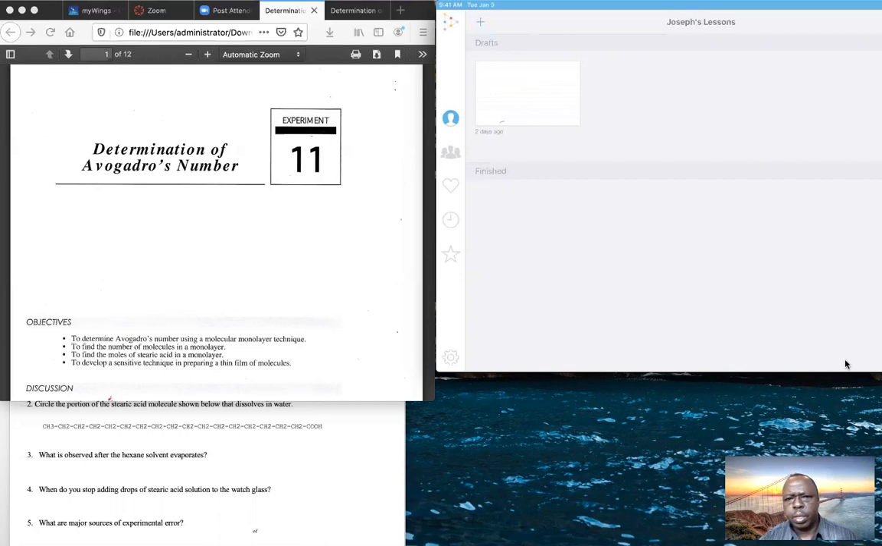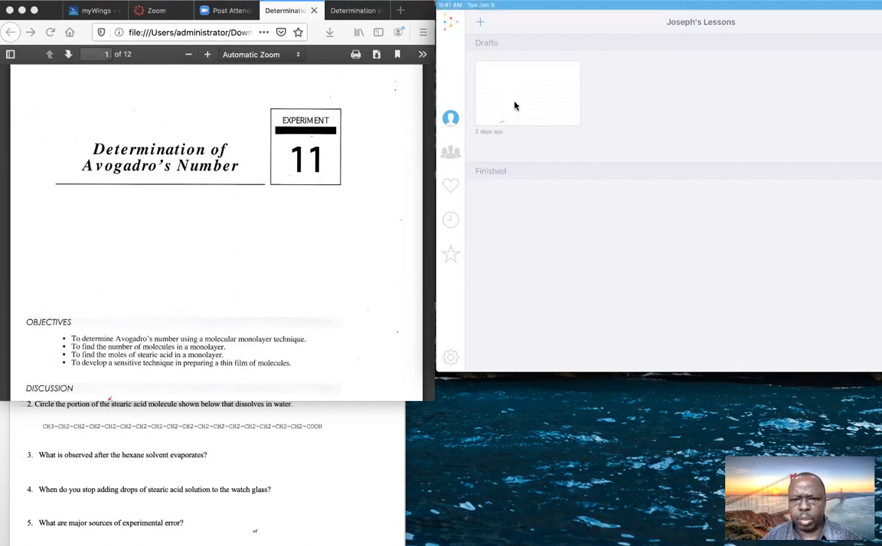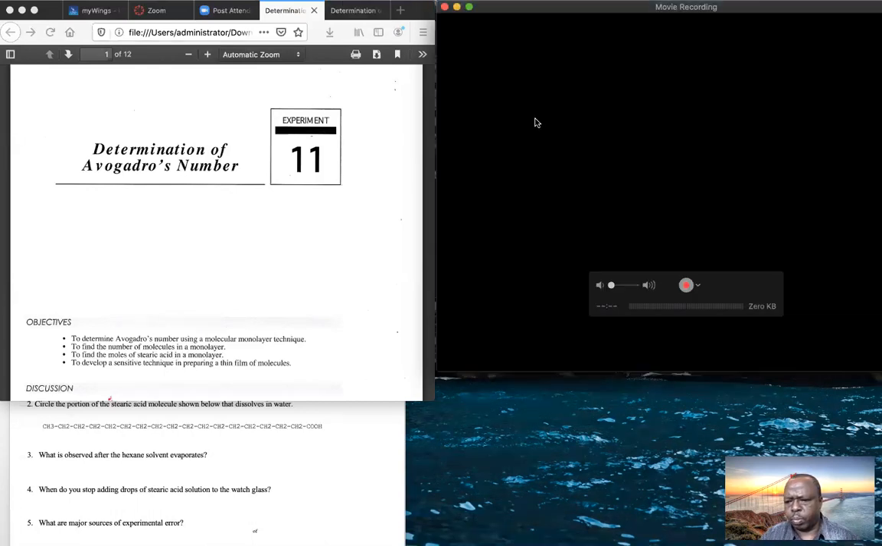I don't know why, but you can see my whiteboard for some reason. Let me see what's going on here. You should be able to see. Wait a minute, let me just make sure you can see my whiteboard.